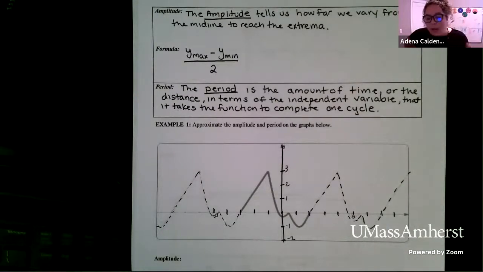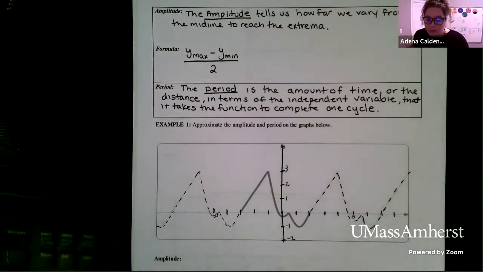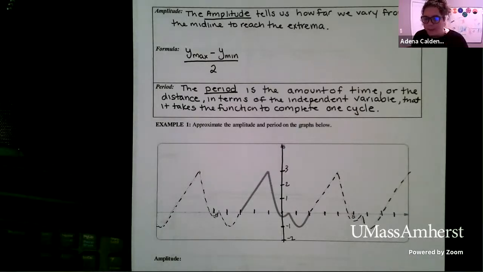Now, because we talk about the amplitude being in either direction, from the midline to the max or the midline to the minimum, we always report it in absolute value. We'll talk about that more concretely when we write down formulas later, but the amplitude is always reported as a positive value because it's the amount you vary from the midline. So it doesn't really make sense to have a negative value there.